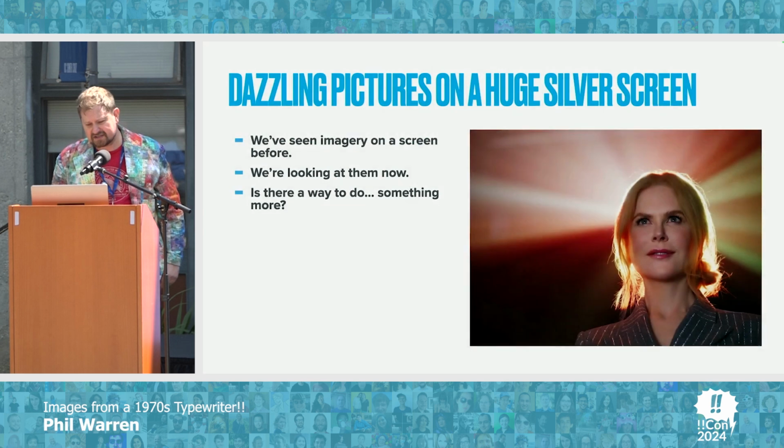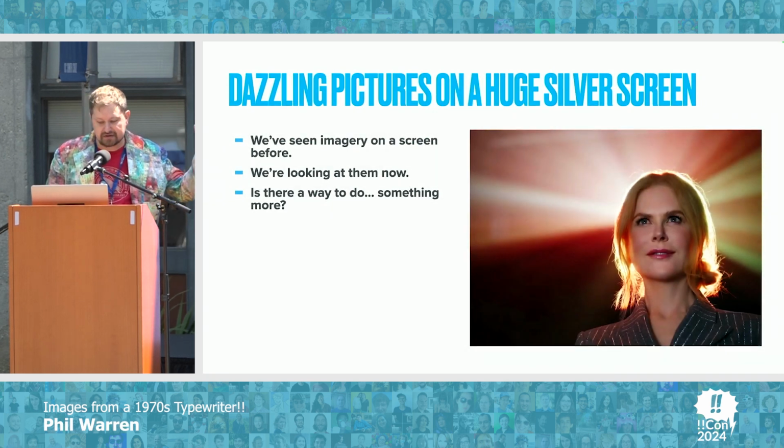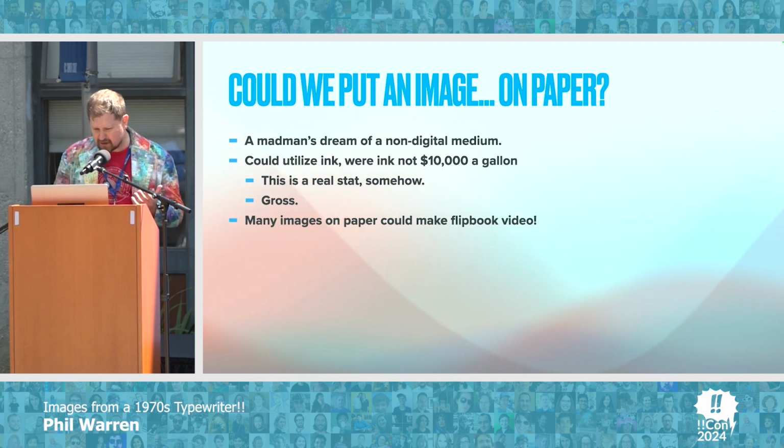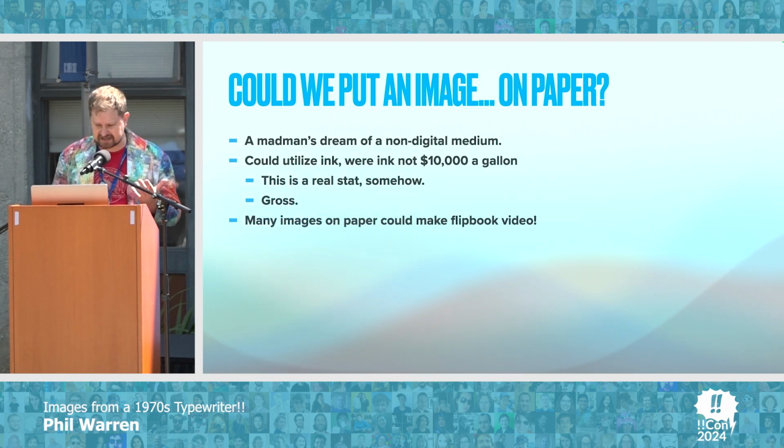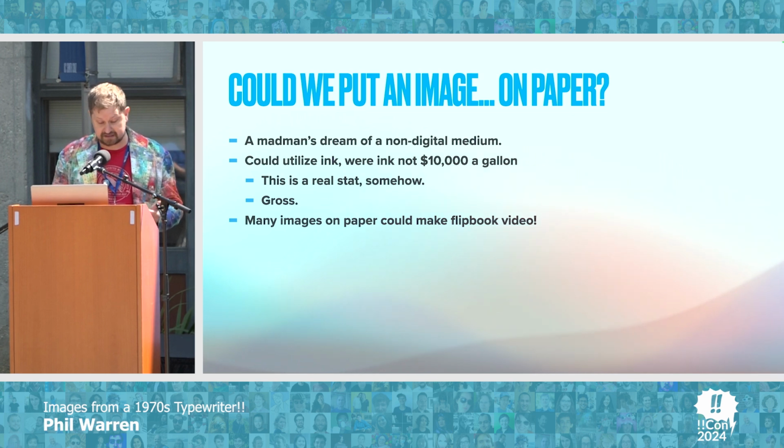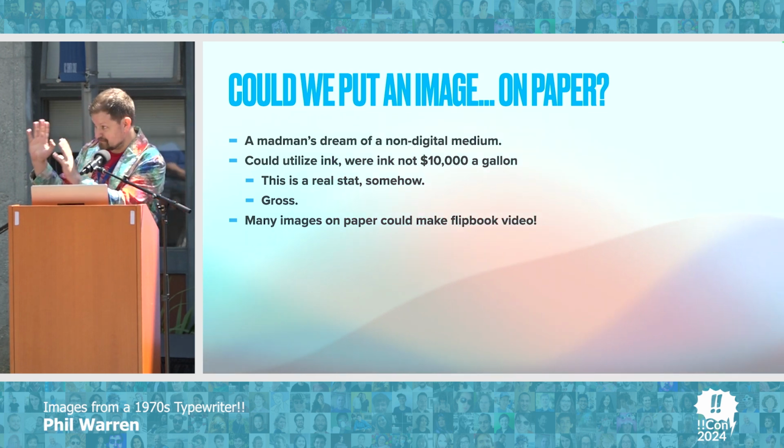Now, I wanted to change things up recently. Sure, we see dazzling images on a huge silver screen. They make Nicole Kidman's mind real. And yet, I crave something more. What if there were a way to capture an image and emblazon, emboss, ink, or otherwise commit to a physical medium like a sheet of paper? A ridiculous dream, I know, but surely there's a way to put an image on paper.